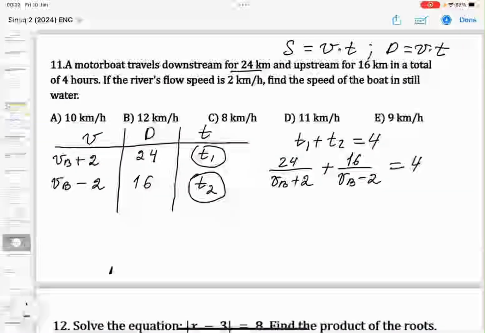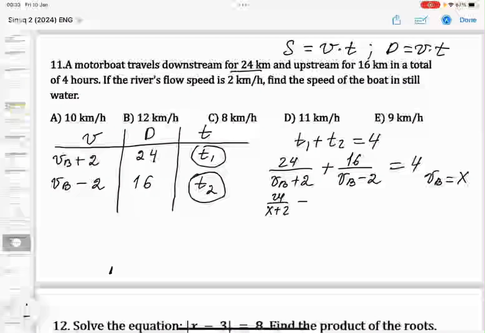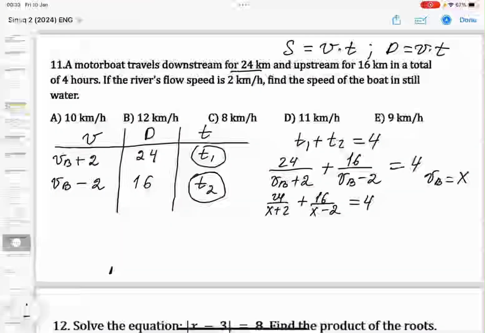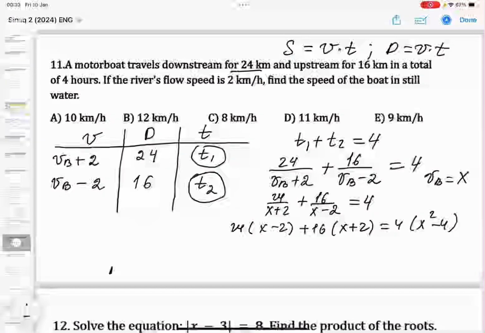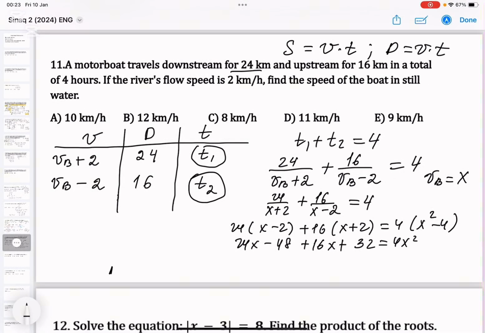Now we have to solve this equation. Using substitution, I'm going to use this new variable x. So basically 24 over (x plus 2) plus 16 over (x minus 2) equals 4. Let's solve this equation. It's going to be 24 times (x minus 2) plus 16 times (x plus 2) equals 4 times (x squared minus 4). So we're going to have 24x minus 48 plus 16x plus 32 equals 4x squared minus 16.